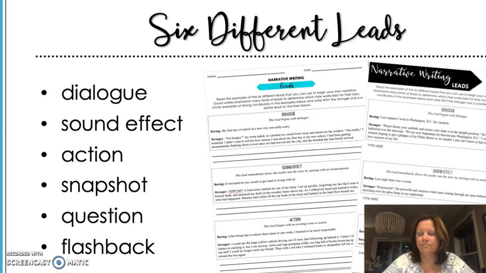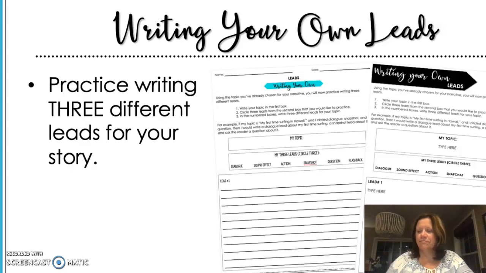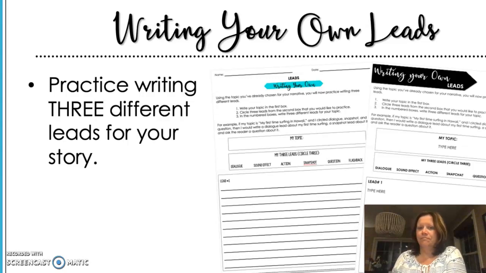as well? So you'll work through that activity, and once you've completed it, you'll move on to the writing your own leads handout. And so you're going to use the topic that you've already selected, and you are going to practice writing 3 different leads for your story. So you can choose any combination of dialogue, sound effect, action, snapshot, question, or flashback. You can combine some of them together too if you want to. But again, you're going to write 3 possible leads for your narrative.